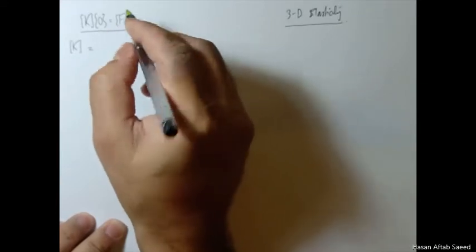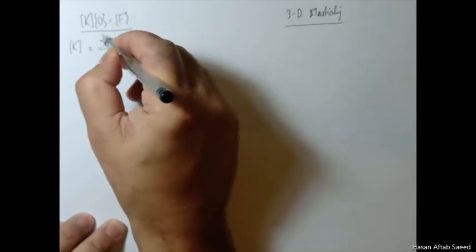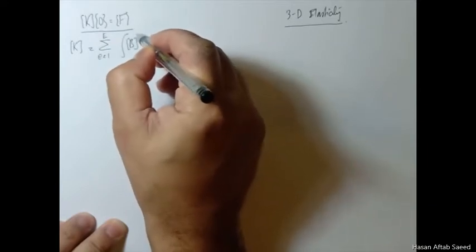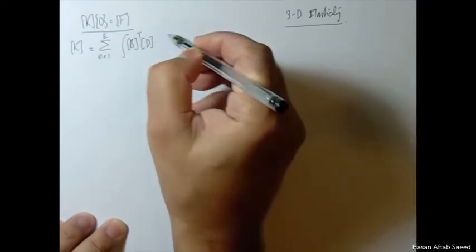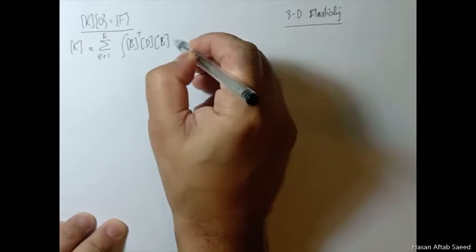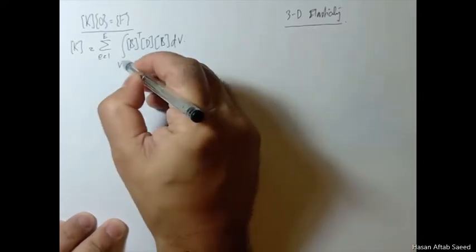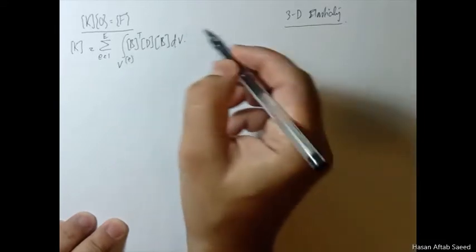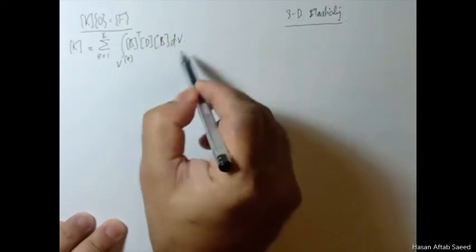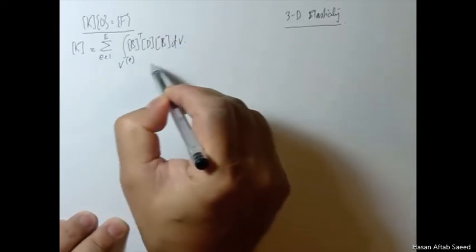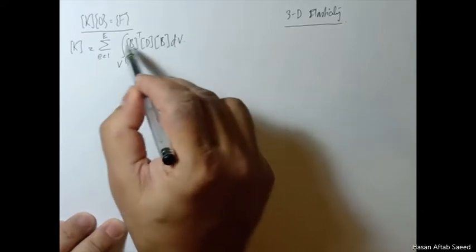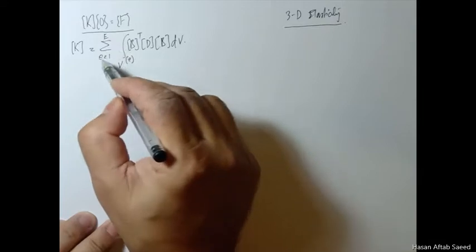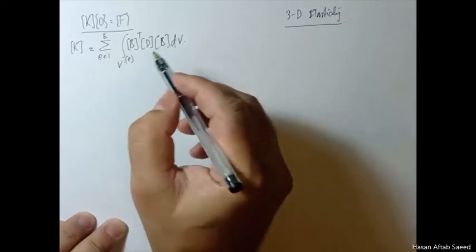Just a reminder, this is the basic equation for steady state, where K is... you're very familiar with these expressions by now. This integral is for one element, and you have to make this expression for every element and then assemble them for the whole body from element 1 to E.